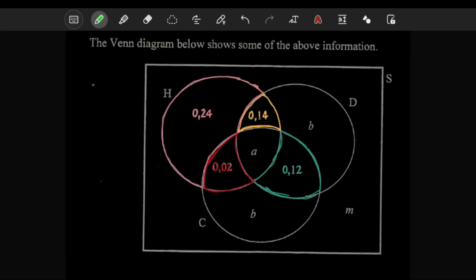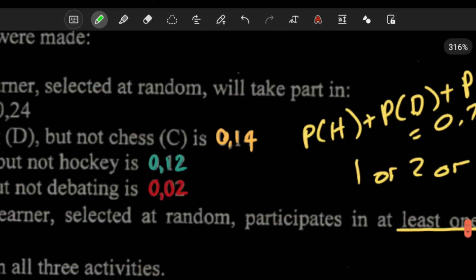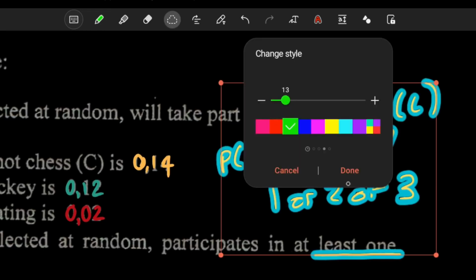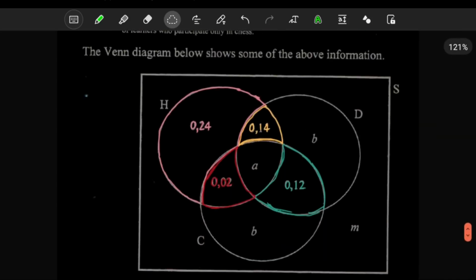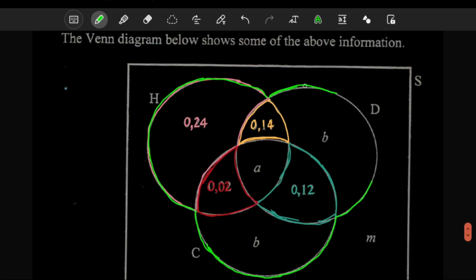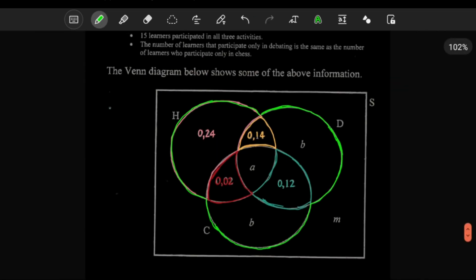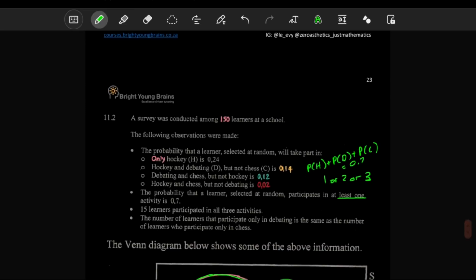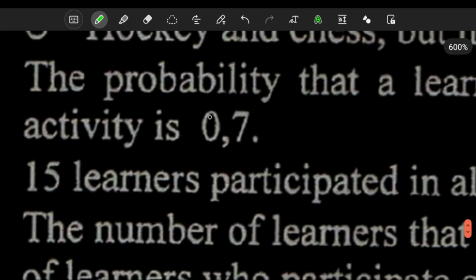So to make better sense of it, let's actually color code this in green. Green color code. Oh, that makes a lot of sense. There we go. And then over there. And there we go. That's what they mean by saying this statement here. The probability that a learner selected at random participates in at least one sport is 0.7. So take note of that.